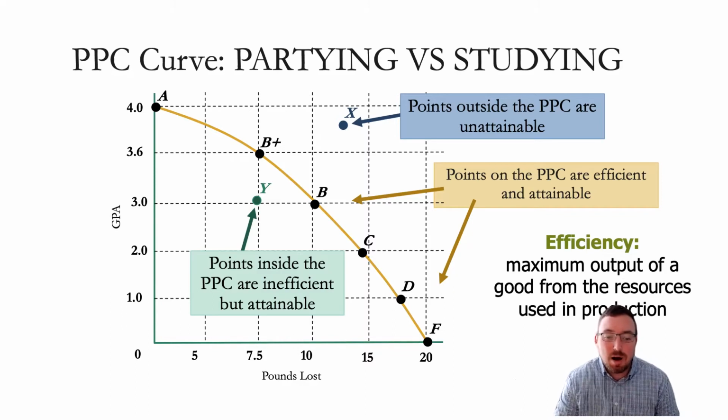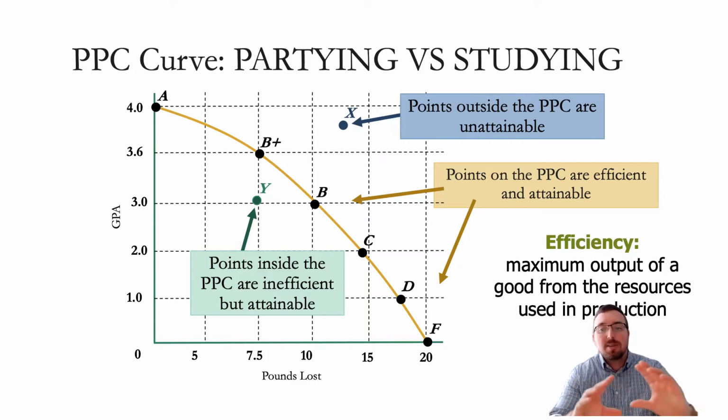So working out is at the bottom of the graph on the x-axis, and for studying, the hours of studying, we're going to measure that production with GPA, right? The more you study, the higher GPA you should get in theory. So the more hours you spend studying, the higher GPA you should expect to get. Notice here, the GPA goes from 0 to 1 to 2 to 3 to 3.6 to 4.0.